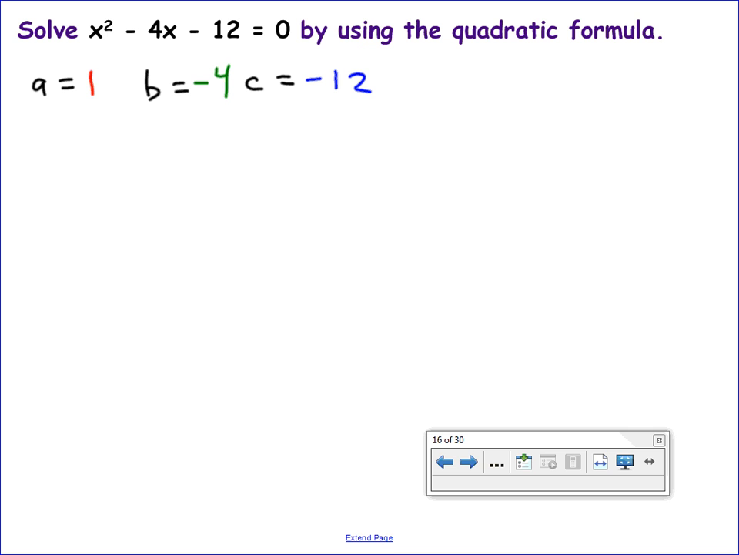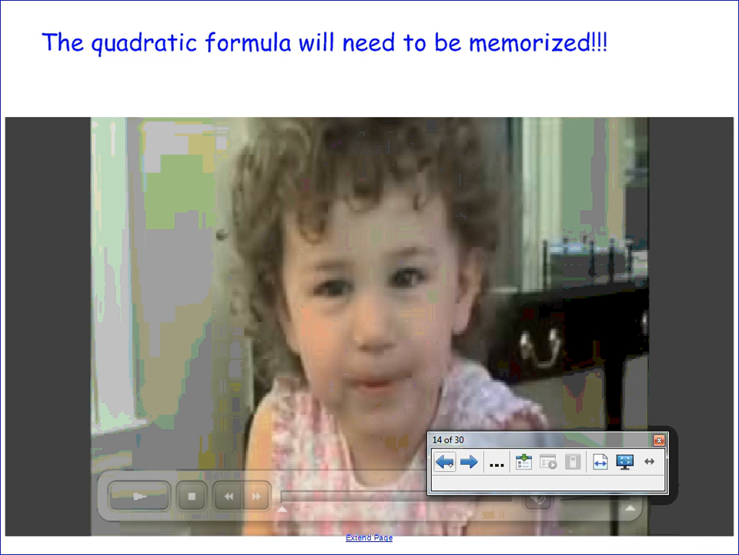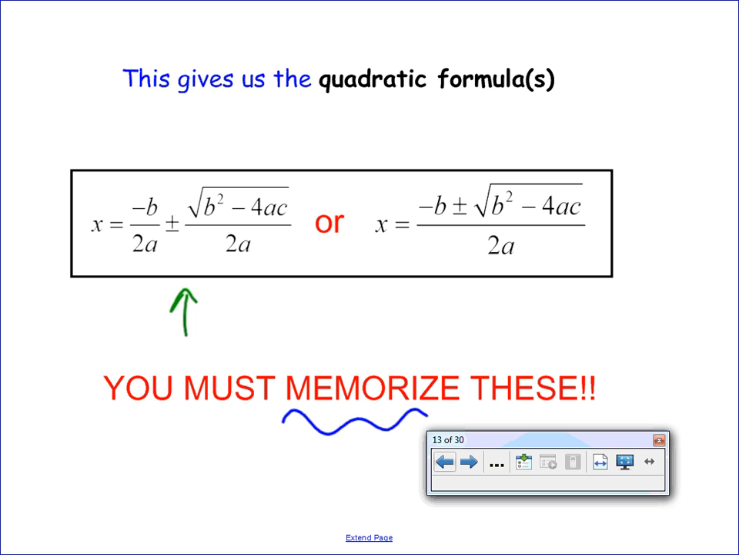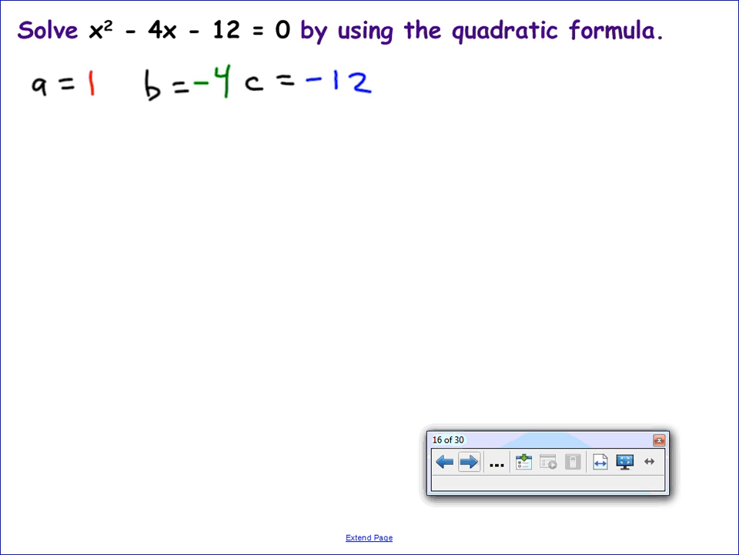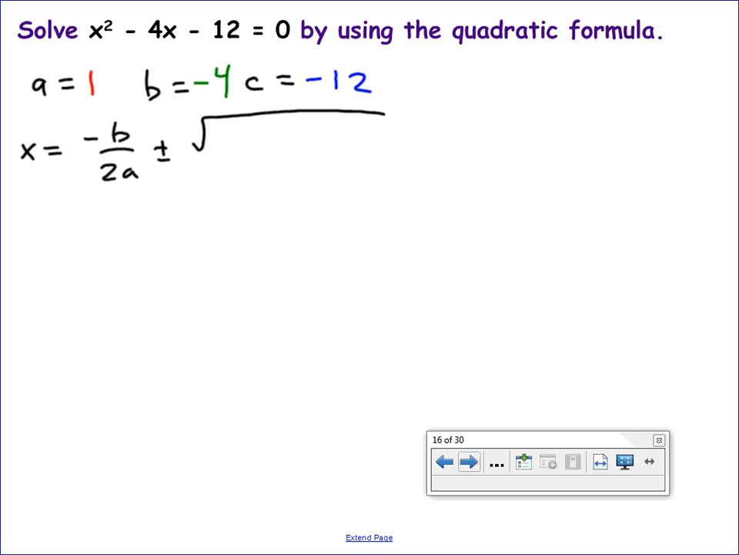Once I have the values of a, b, and c, all I need to do is plug them into this formula and evaluate it. It'll tell me what x equals. X is already solved for. So all I need to do is plug and chug. Let's go ahead and do this first one together. I'm going to go ahead and start out with my quadratic formula. X equals opposite of b over twice the value of a plus or minus the square root of b squared minus 4 times a times c, closed radical, all over 2a.